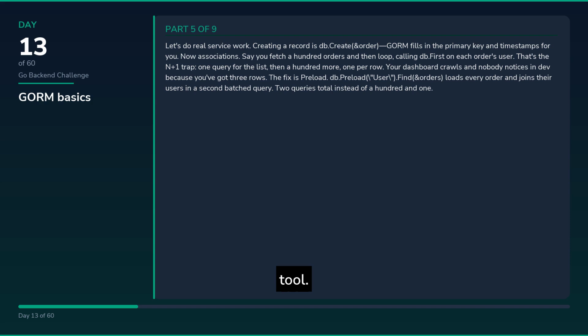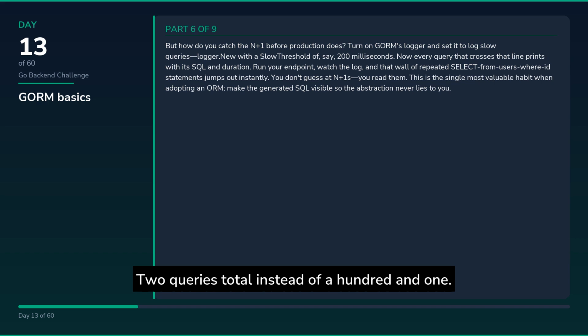Creating a record is db.Create(&order). GORM fills in the primary key and timestamps for you. Now associations. Say you fetch 100 orders and then loop, calling db.First on each order's user. That's the N+1 trap. One query for the list, then 100 more, one per row. Your dashboard crawls and nobody notices in dev because you've got 3 rows. The fix is Preload. db.Preload("User").Find(&orders) loads every order and joins their users in a second batch query. Two queries total instead of 101.